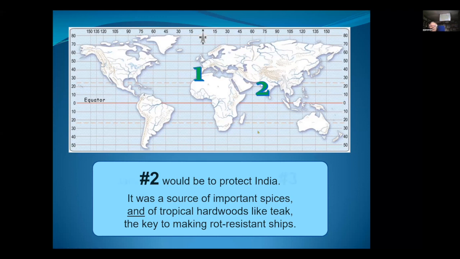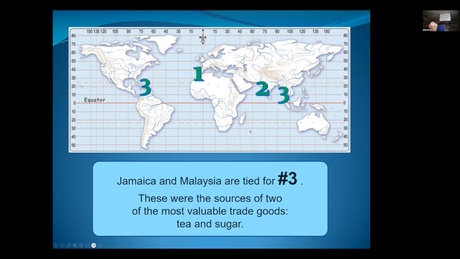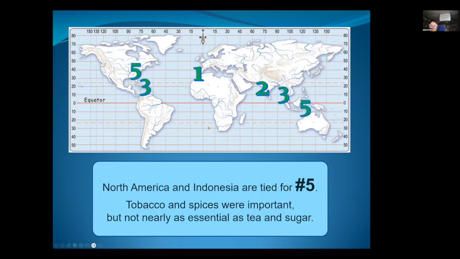So that was the third thing that they would want to protect, was sugar and tea, because these were the biggest import commodities into Britain at the time. Then, kind of tied for fifth, was the Spice Islands of Indonesia and the tobacco and indigo that they got from North America. That explains part of the reason why the more important battles of the Revolutionary War happened in the South, in places like Kings Mountain and Camden and Yorktown and so on.